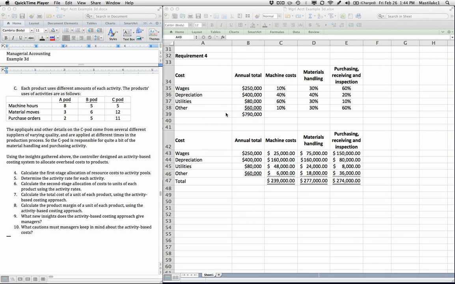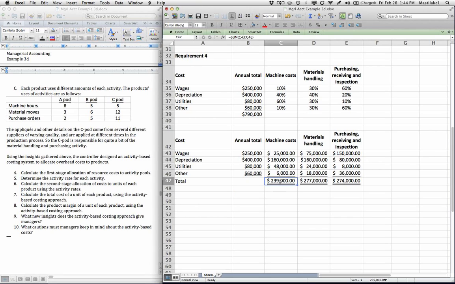Continuing example 3D. Our next step is to calculate an activity rate for each activity. Now, an activity rate is basically the same thing as any other kind of overhead allocation rate. We're going to take the cost for each of our cost pools, and we're going to divide it by the total of the activity that we're going to use to allocate.